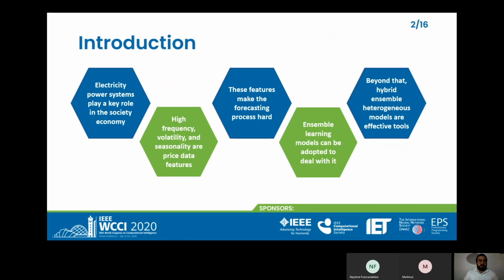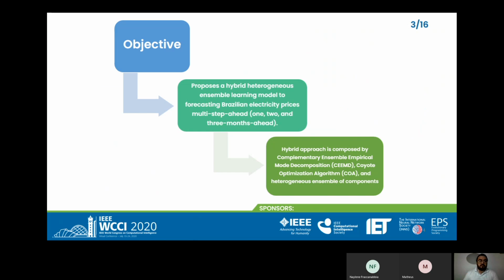Electricity power systems play a key role in the society economy. High frequency, volatility and seasonality are price data features, and these features make the forecasting process hard. Therefore, ensemble learning models can be adopted to deal with these features. Beyond that, hybrid heterogeneous ensemble models are effective tools.